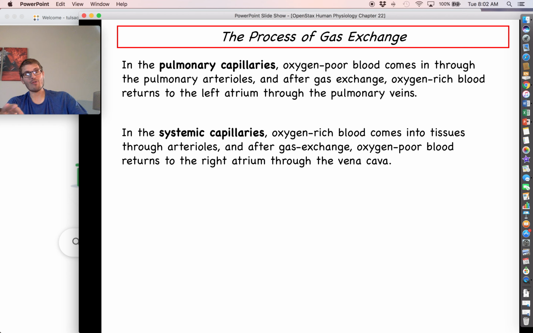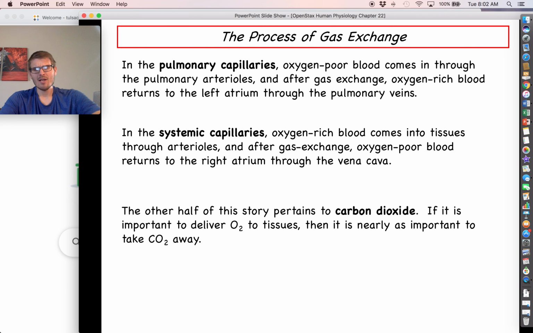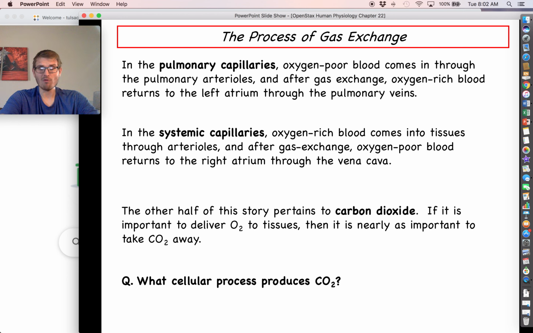So in the review video that I posted the other day, we also covered the process of gas exchange in the systemic capillary, so in the systemic circuit. Here, oxygen-rich blood comes into tissues through arterioles, and after gas exchange, after we deliver our oxygen, oxygen-poor blood will return to the right atrium through the vena cava. So obviously, we also want to keep our eye on carbon dioxide here. If we want to deliver oxygen to tissues, we need to also be able to take carbon dioxide away. And hopefully by now you are pretty familiar with the idea that cellular respiration in these systemic tissues is what produces all that carbon dioxide that needs to be cleared out.